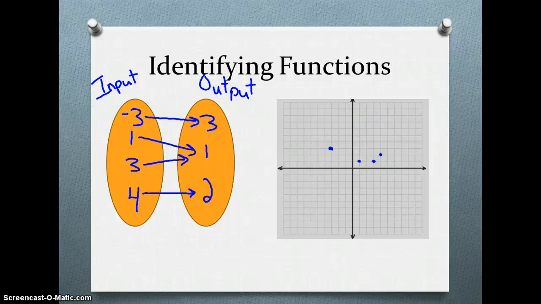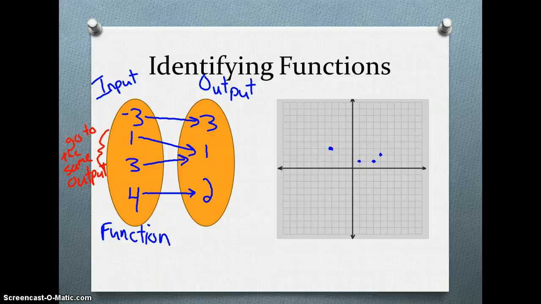If we take a look at this, this is a function. The common thing for people to point out here occurs with 1 and 3, but they go to the same output. That's fine, because 1 only has one output and 3 only has one output.